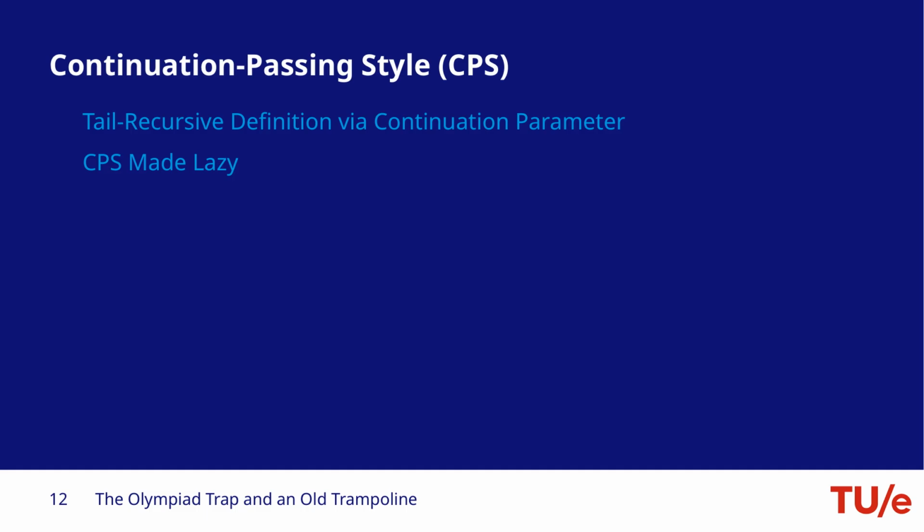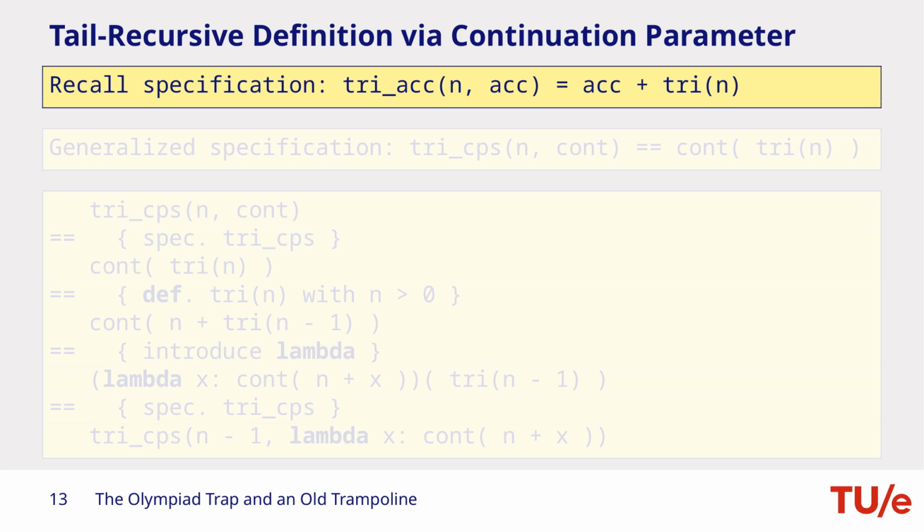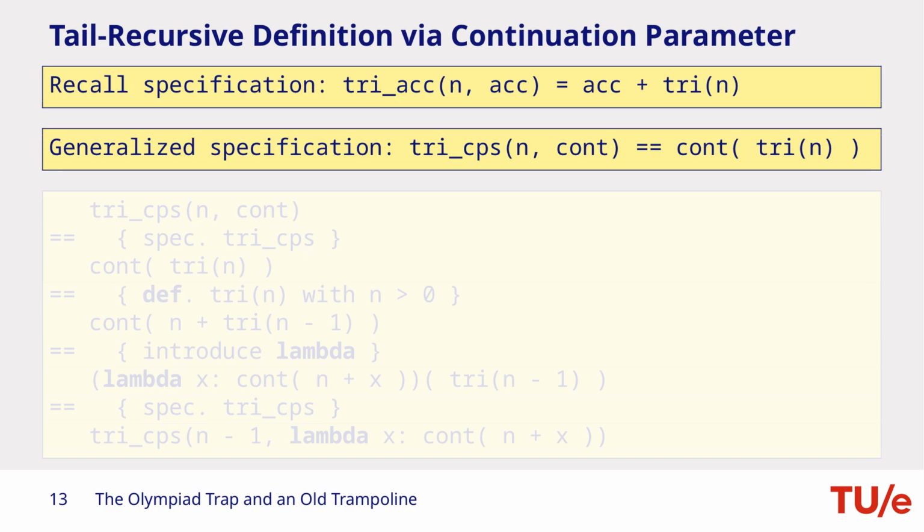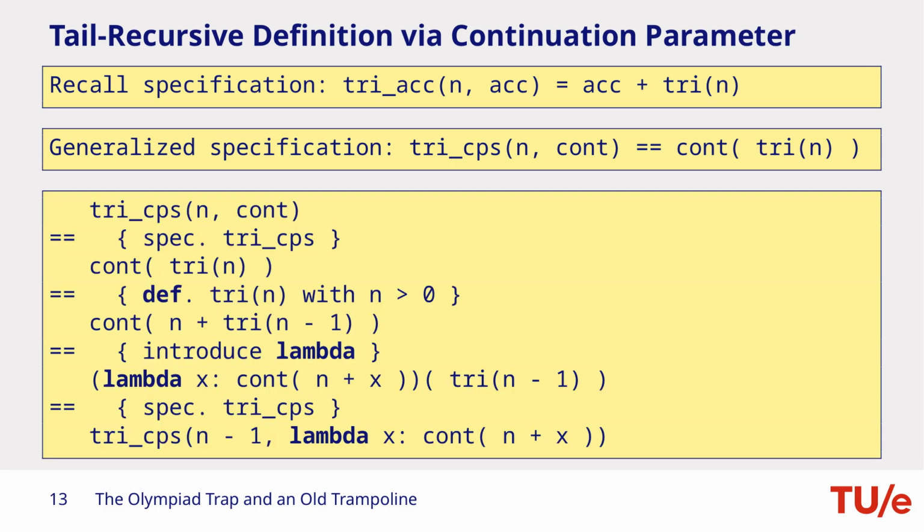The trick with the accumulation parameter will not always work to get a tail recursive definition. In particular, it will not work in case of branching recursion. But continuation passing style, CPS, works quite generally. Here is the generalization of tri with an accumulation parameter again. This can be further generalized by introducing a continuation parameter cont, which is a function to be applied to the result. It is now straightforward to calculate a tail recursive definition.